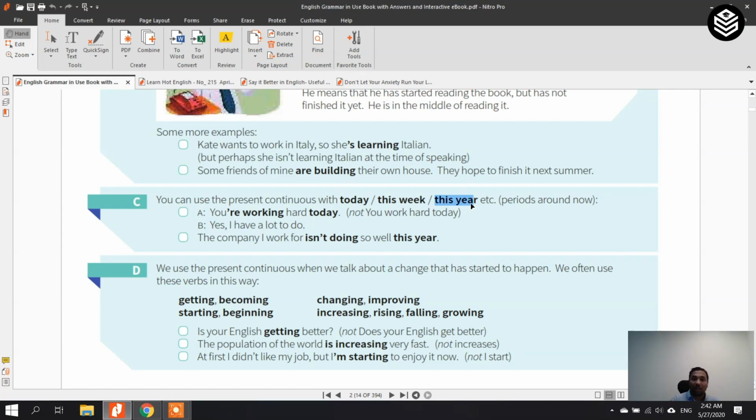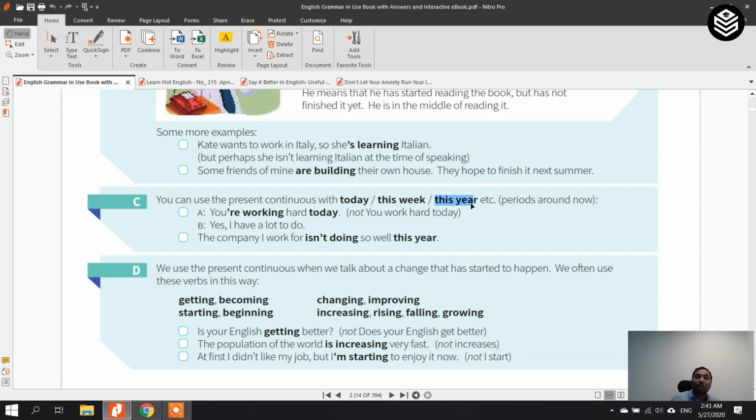The second example, the company I work for isn't doing so well this year. It means you are working in a company, for example, you are in the middle of the year. The year already started, but it's not the end. But you see for 6 months, company turnover is not that good. So you can predict even the future could be the same, so you can use the present continuous form.